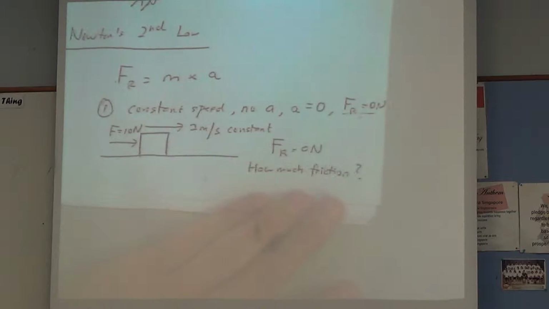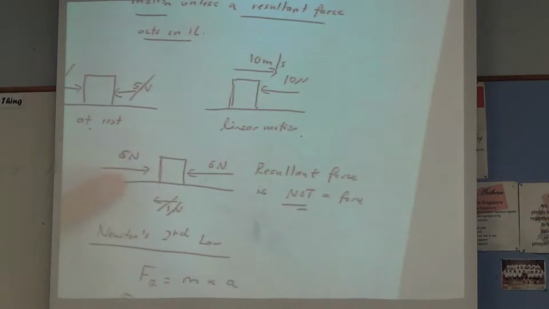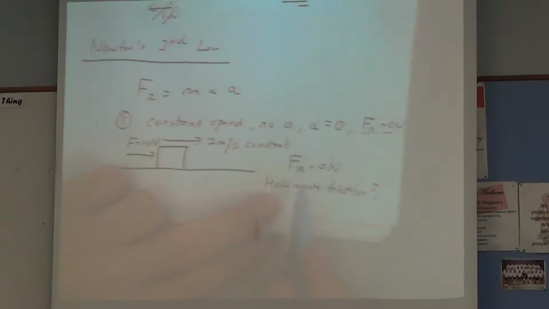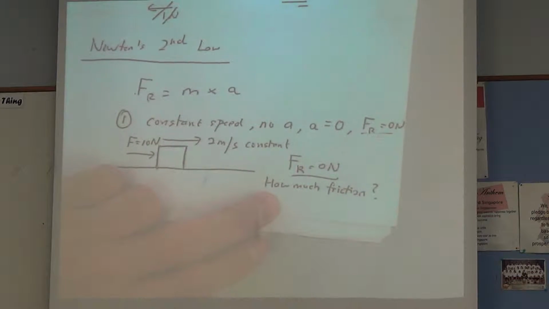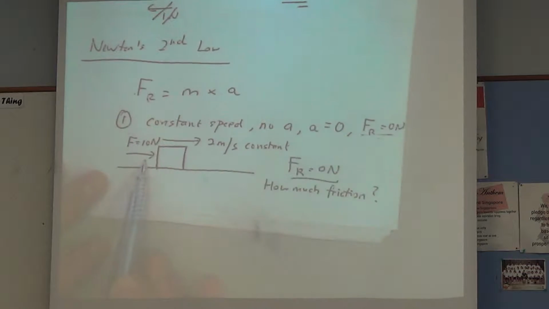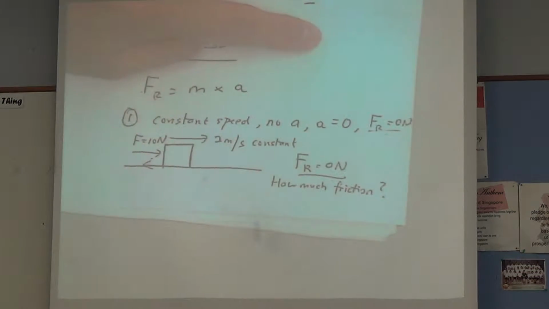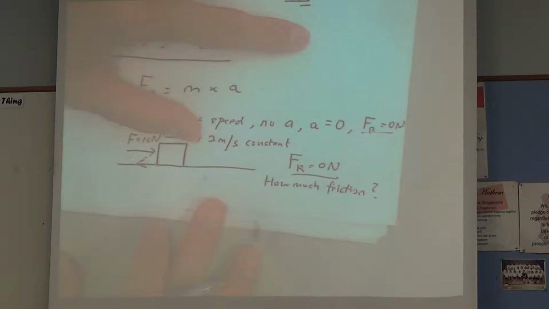Now, if you use the idea of this, as I went through just now, in order to attain a zero resultant force, where must the other force be such that it will cancel away this 10? Friction. So how much is the friction? 10.